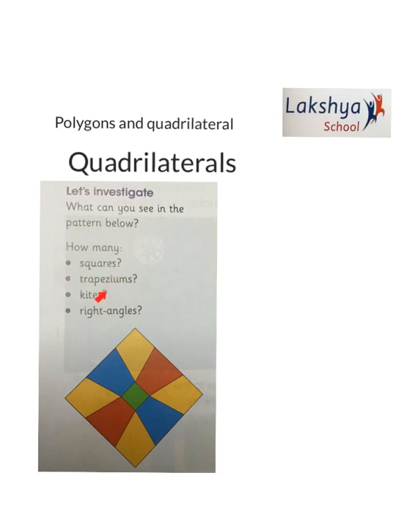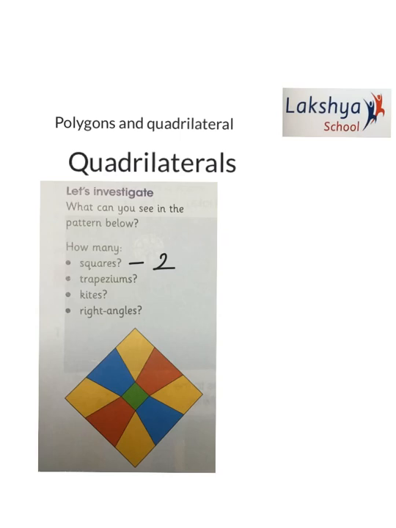Let's investigate. What can you see in the pattern below? How many squares, trapeziums, kites and right angles? When you observe the shape, you see a small square in the center and a bigger square on the outside. So the number of squares formed is 2.